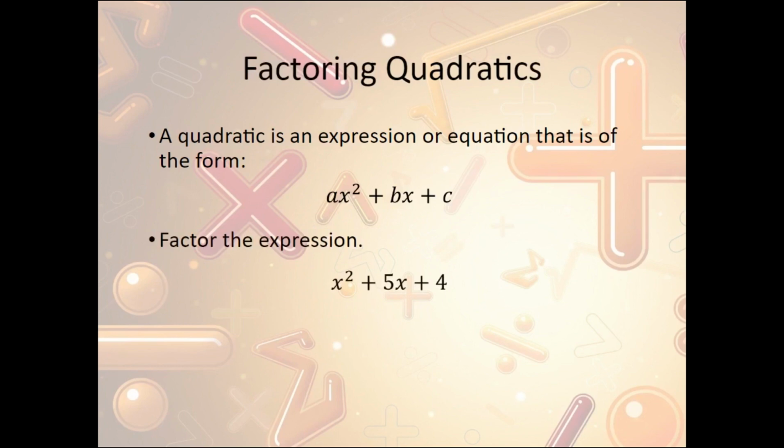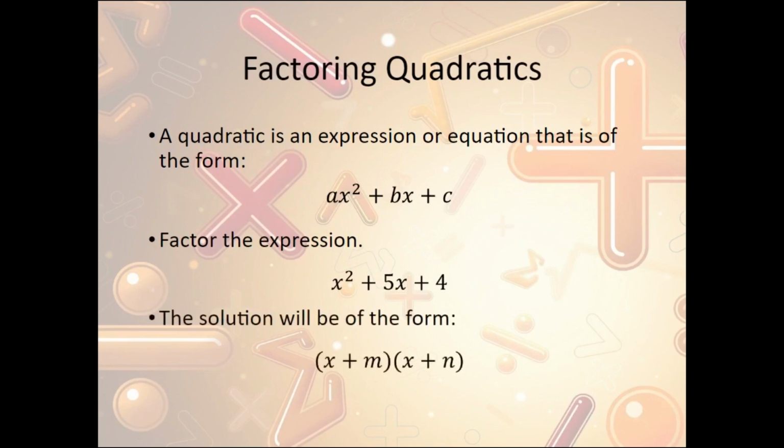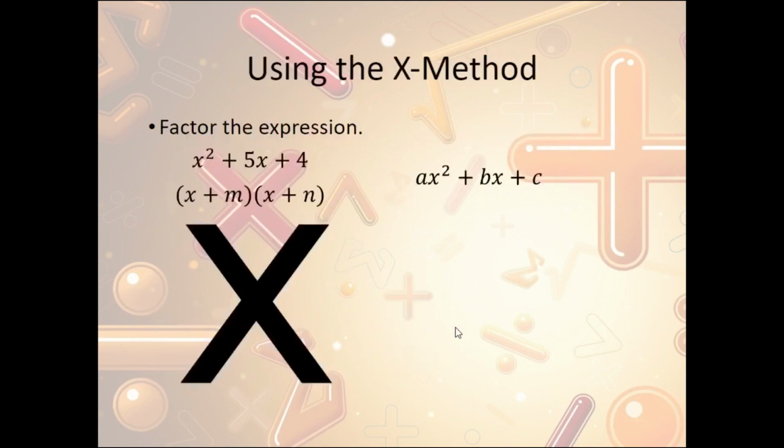So if I ask you to factor this quadratic, x squared plus 5x plus 4, the solution is going to be of this form: x plus m times x plus n, and m and n will be some number. So we need to figure out what numbers need to go in these two spots. And the way we do it is by using the x method. So we're looking at the same question, and here's what we do.